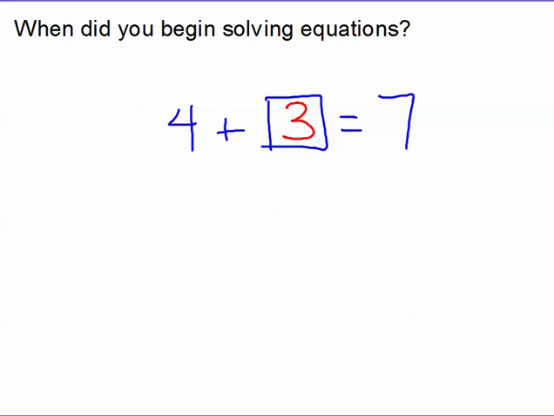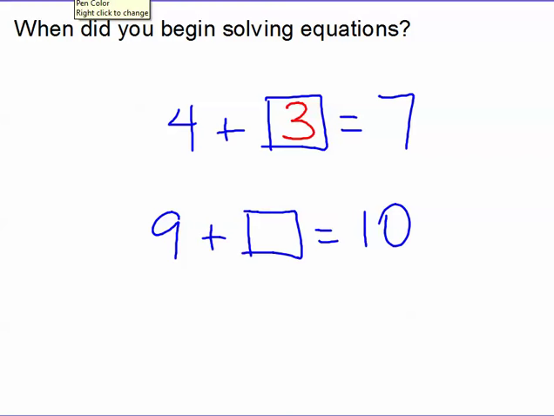Okay? But we could also have a problem that may look like this. 9 plus box equals 10. Where now, same box, but it's going to have a different value. Because in this particular problem, the answer I'm looking for is 1. So that answer in that box or that variable, it can vary.